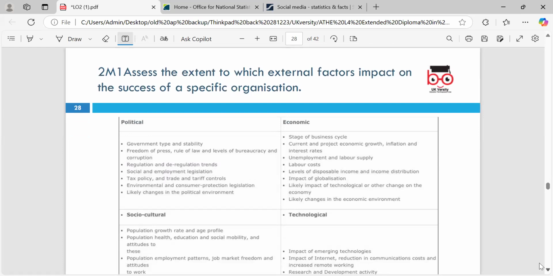Any question from anyone? Okay, guys, if you want to work towards the merit criteria, always aim high. So we have to look around external factors for the success of the organization.